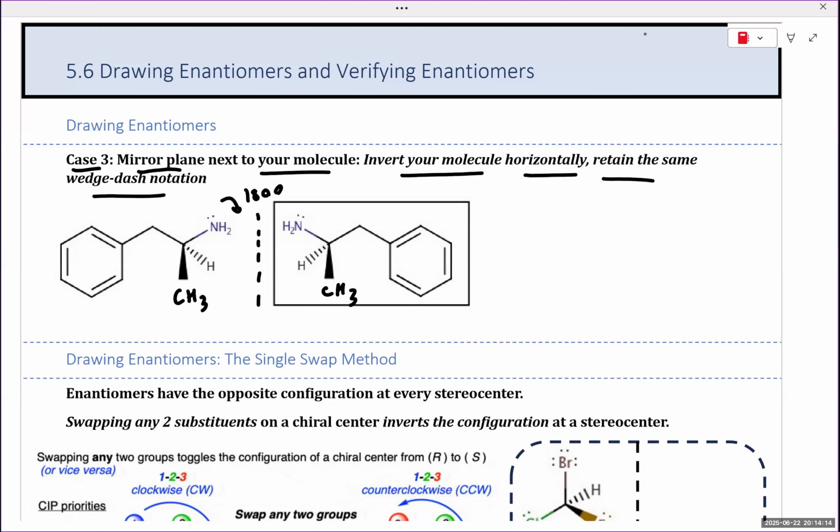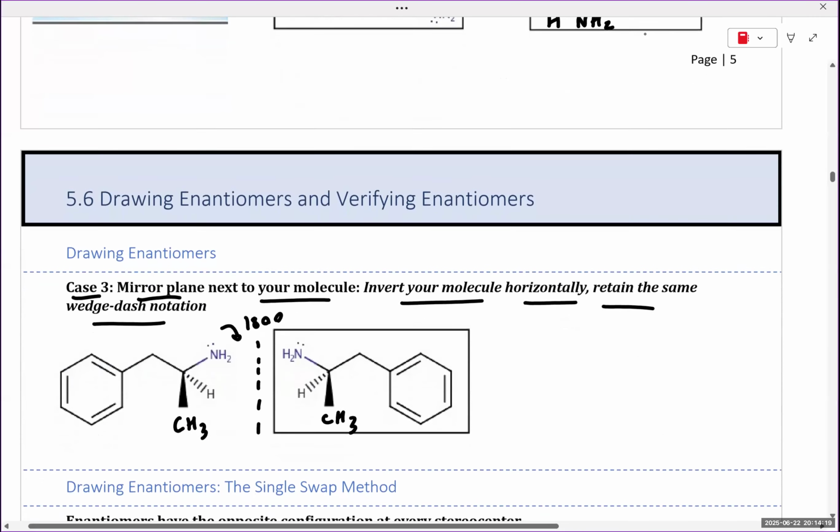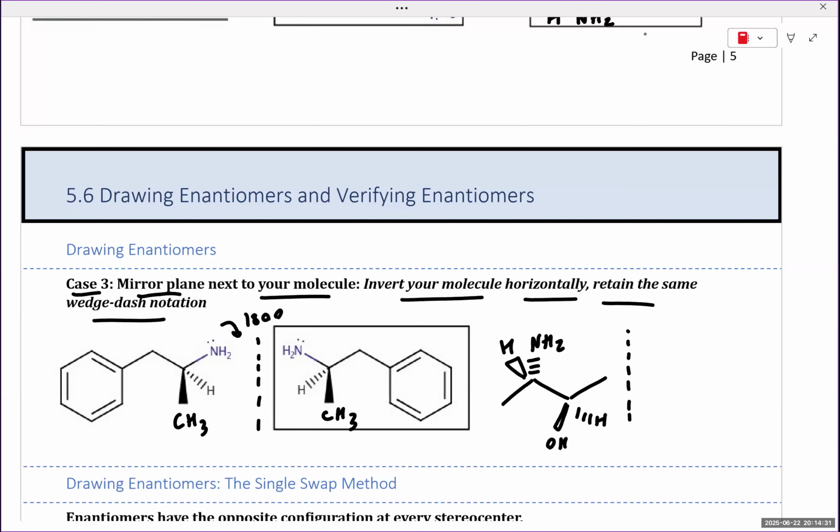Let's practice drawing the enantiomer using our original test molecule. So in this case, we have our original molecule. We take our carbon skeleton and we invert it about the mirror plane, so we invert it horizontally. We then draw out our stereocenters, keeping the dash wedge notation identical. So here we've drawn out the enantiomer for our second test molecule.